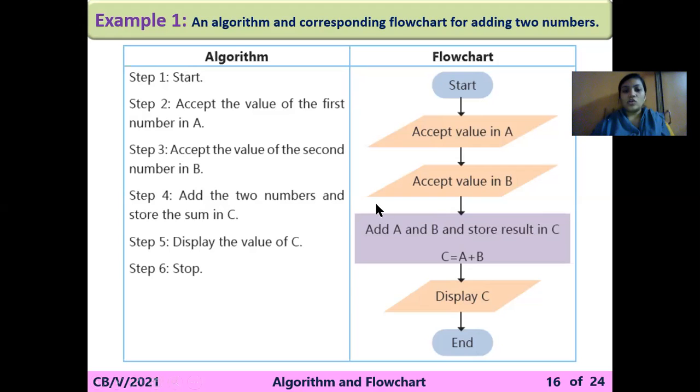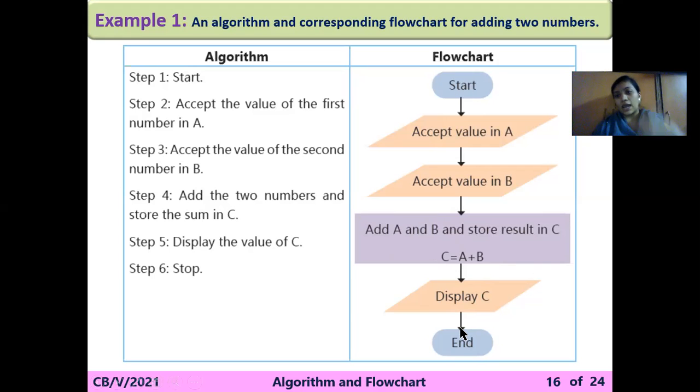Okay, add two numbers and store the sum in C. Add A and B and store result in C. So C equals A plus B. Then display, or you can write print the value of C. So here you can write print C and last end. यहाँ पे आप देख सकते हो फ्लो चार्ट में start आया, end आया.